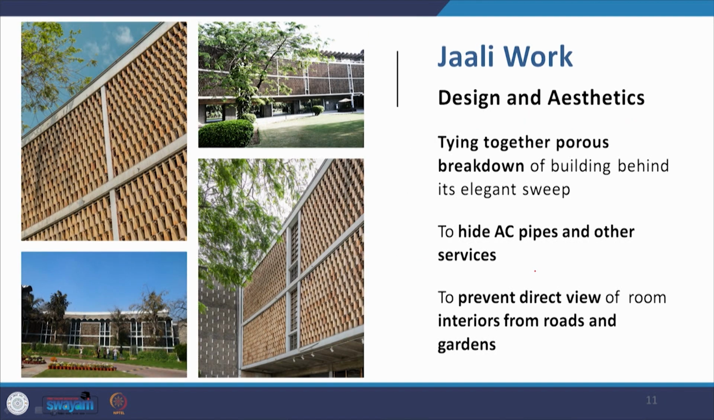Now the design and aesthetics part of it, not only is it a climate control device, it is also helping to tie the porous breakdown of the building behind the sweep of the Jali work. So when you see the building, though you have this through and through space underneath the building, the building facade is completely united together by the sweep of the jali work. It also hides air conditioning pipes and other services, and it also prevents the direct view of the room interiors from the roads and the garden.